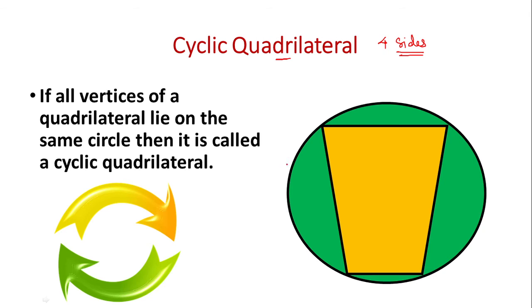So, if all the vertices of a quadrilateral are lying on the circle, see 1, 2, 3 and 4, all its vertices are lying exactly on the circle, so it will be called a cyclic quadrilateral. Compulsorily, all its vertices have to lie on the circle. Then and only then it will be called a cyclic quadrilateral.